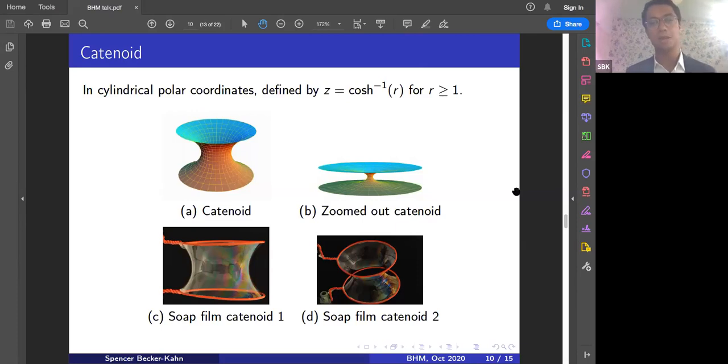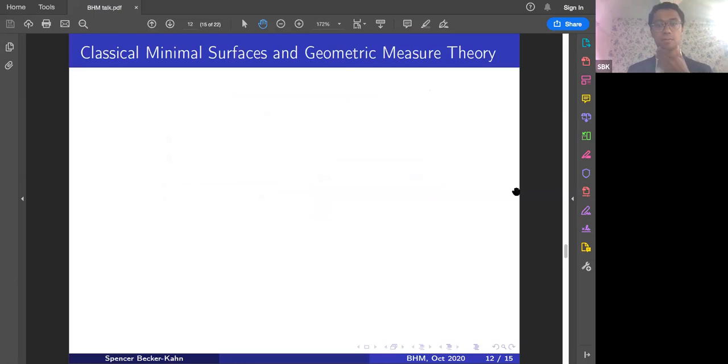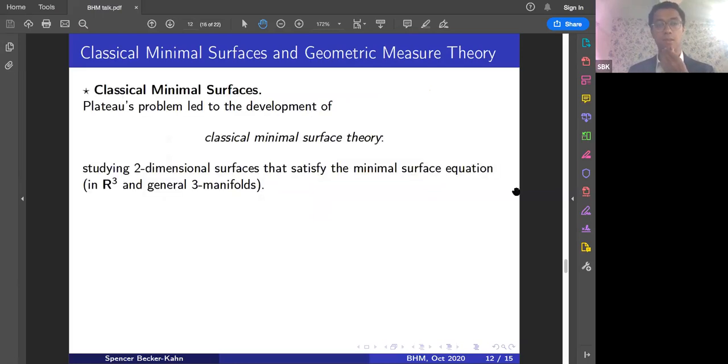But Plateau's problem goes the other way. It gives you the boundary and says, well, can you find the area minimizing surface? So what we've seen so far is how that led to the development of this classical minimal surface theory, catenoids, helicoids, looking for these beautiful complete pictures in three-dimensional space. And it's a big area of mathematics still today, and actually, in my opinion, a very difficult area to make progress in.